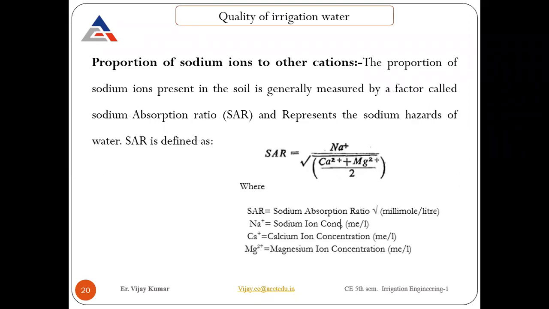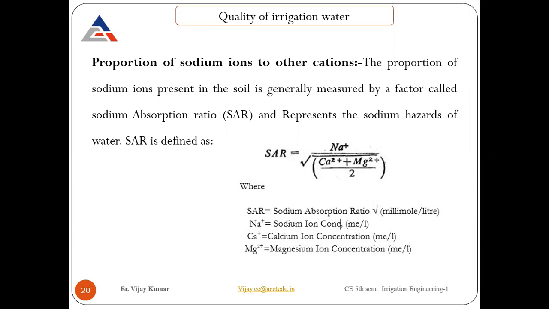Then there is a value we need to find. There is one parameter, or factor, that we are going to measure, which is called the SAR number, SAR. That is sodium absorption ratio. SAR stands for sodium absorption ratio. It represents sodium hazard, how much effect sodium has on the soil itself, which we can measure by knowing the value of the SAR number.